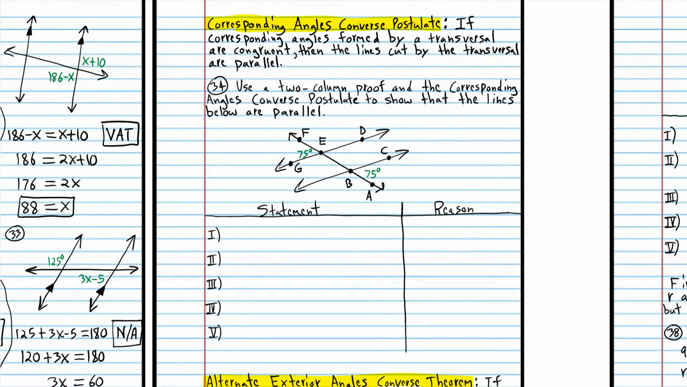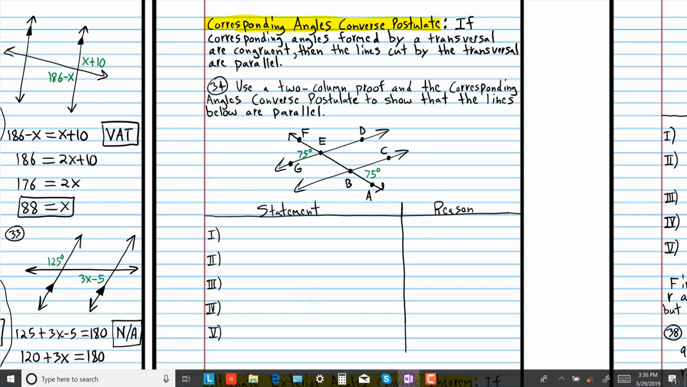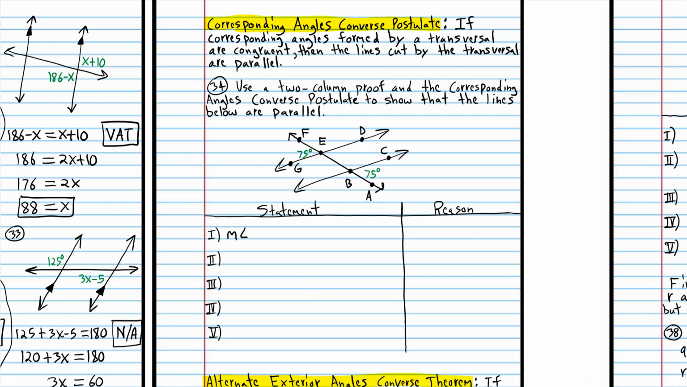So we're going to start out with the given information. We know that the measure of angle FEG is equal to 75 degrees, and we also know that the measure of angle ABC is 75 degrees. That is given in the diagram.